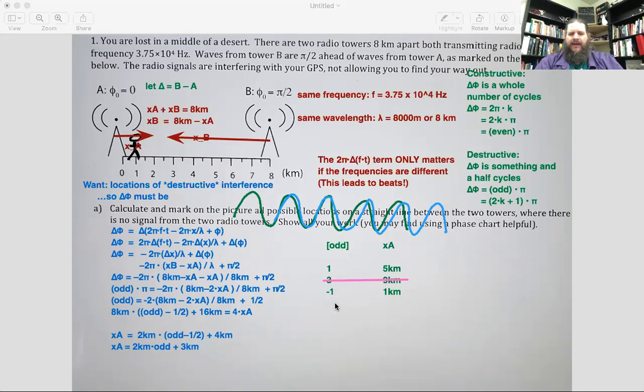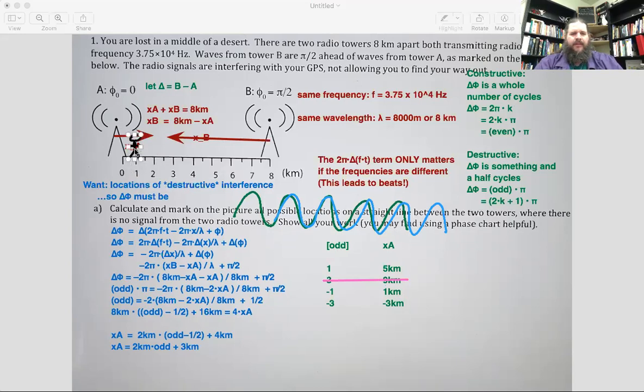And then if we go further, -3, what do you get if you fill in -3 for the odd number? 2 times -3 is -6, plus 3 would be how much? It takes some practice. What is -6 plus 3? -3. Yeah, there we go. And -3 kilometers would mean you're where? What location would that actually represent?